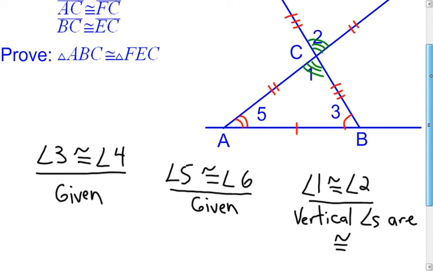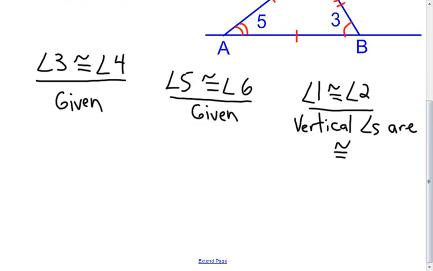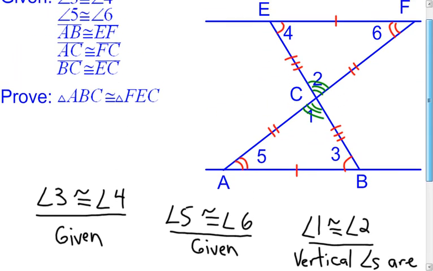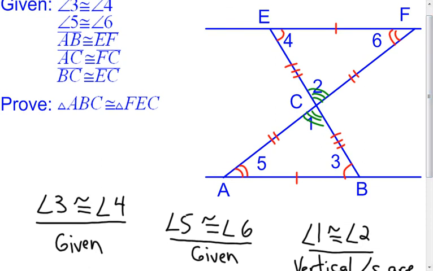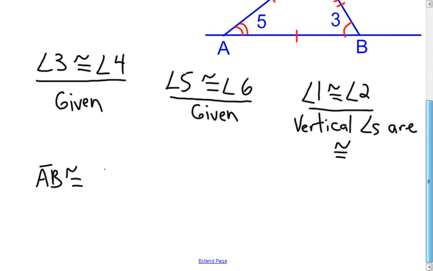Now I'm going to go to the sides. Well, I have segment AB congruent to, and I'm going to go back to my picture, so that's the single tick, segment EF, that's the single tick in the other triangle. My reason for that was given.